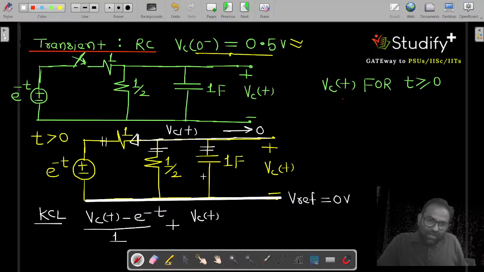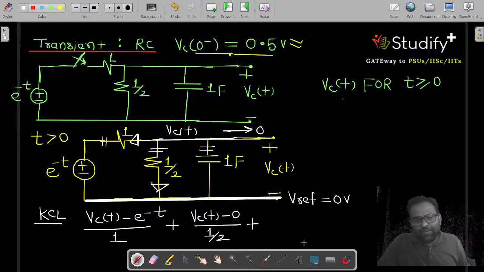VCT is the higher potential minus the lower potential, divided by resistance. And what is resistance here? 1 by 2 ohm is the resistance here. So the current in this branch plus the current in this branch. What is the current in this branch? What is the current in the 1 farad capacitor?